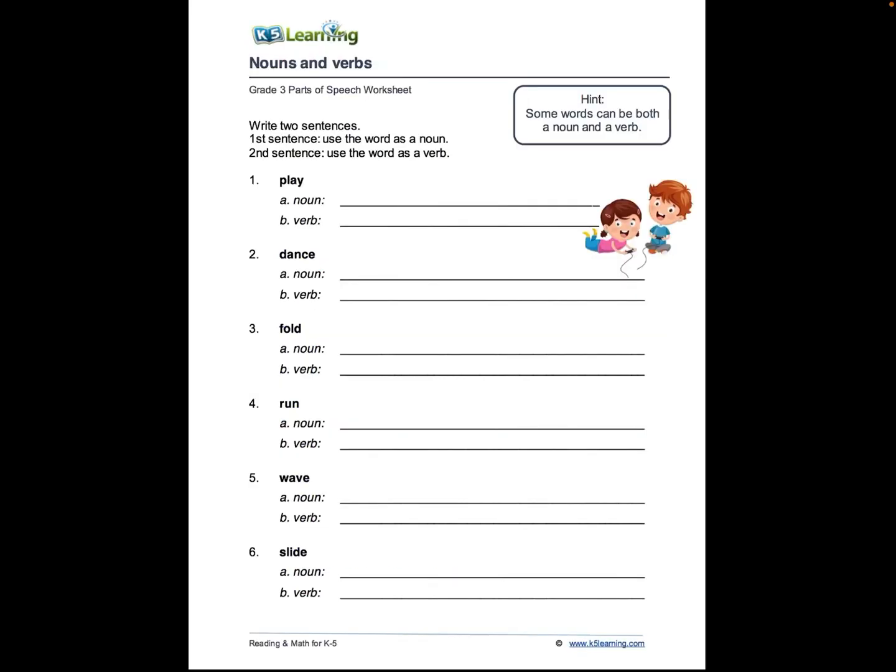All right, so boys and girls, you are now going to try it on your own. You're going to use the words play, dance, fold, run, wave, and slide. And you need to write 2 sentences for each word. One where the word is being used as a noun, and another where it's being used as a verb or an action. Remember, a noun is a person, place, or thing, and a verb is an action word, okay? So you have to think of a play as a person, place, or thing, and play as a verb. Now, I will tell you, none of these can be names, okay? You cannot name your cat Play.